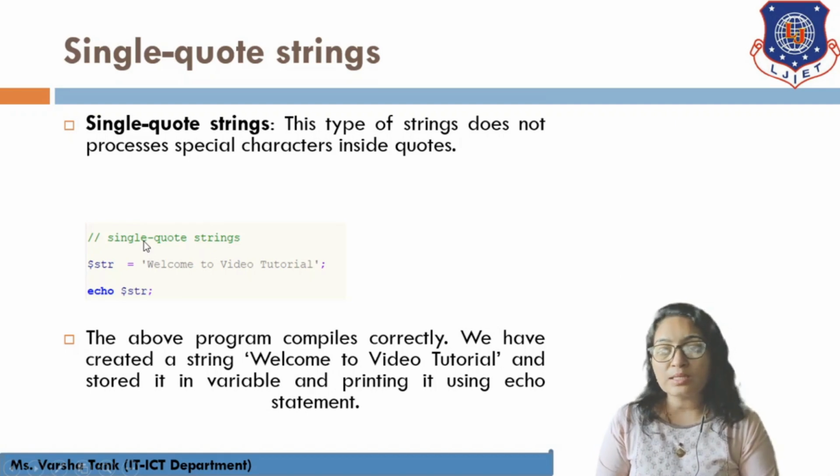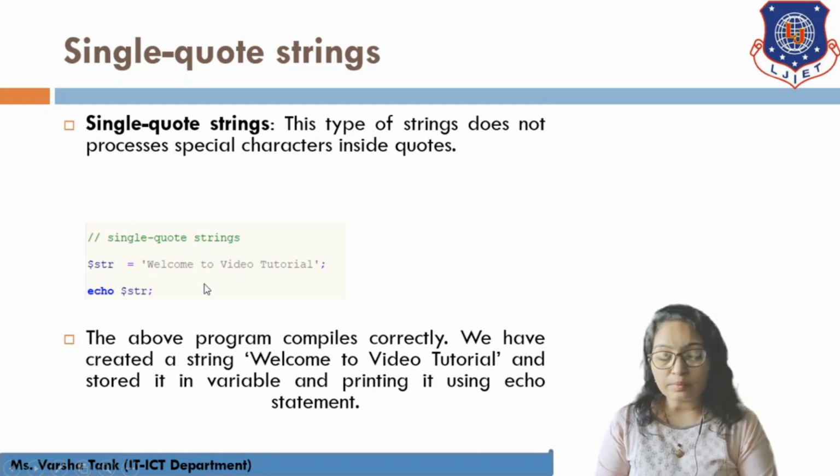Now here you can see in this example, a single quoted string. Here I have declared one variable $str equal to 'welcome to video tutorial'. Now if I am printing it, that is echo $str, then it will print it as it is, welcome to video tutorial. So this is a perfect way to define it. It will work. So the above program compiles correctly. We have created a string welcome to video tutorial, stored it in a variable and are printing it using the echo statement. So this is valid.